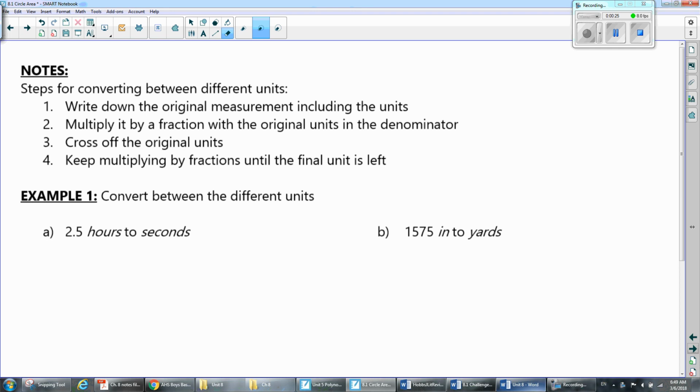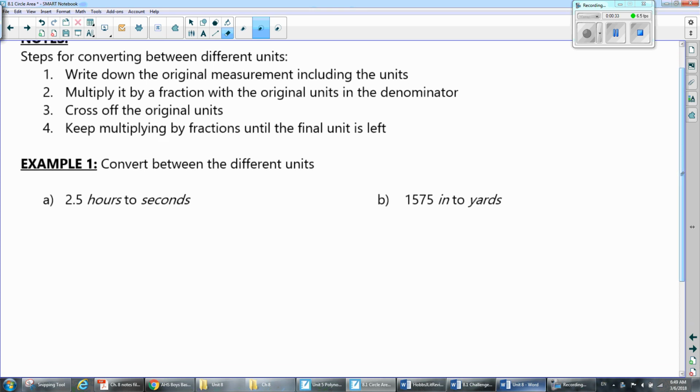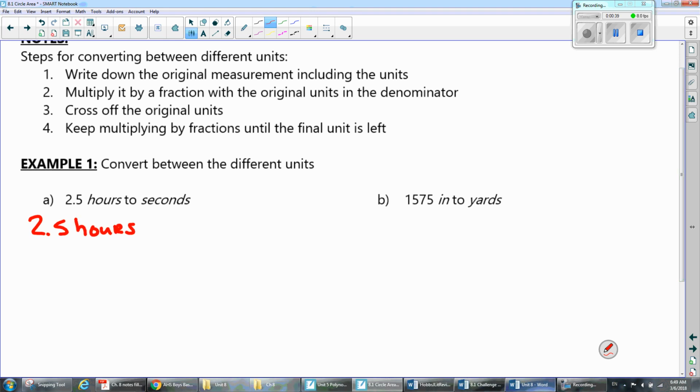So when we are converting between these different units, we have 4 steps to follow. The first step says that we're going to write down the original measurement, including the units. So here's my original measurement, 2.5 hours. I'm going to multiply it by a fraction with the original units in the denominator.